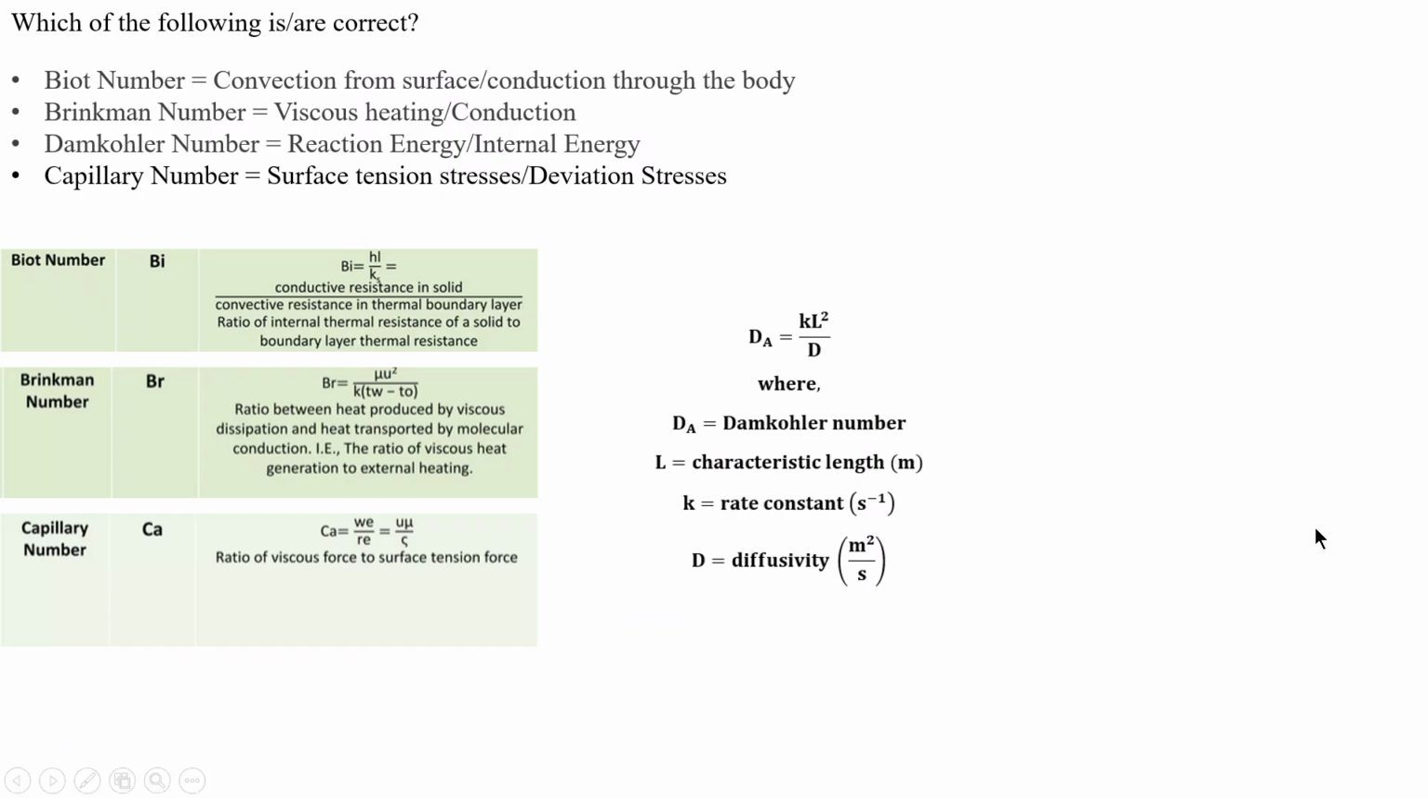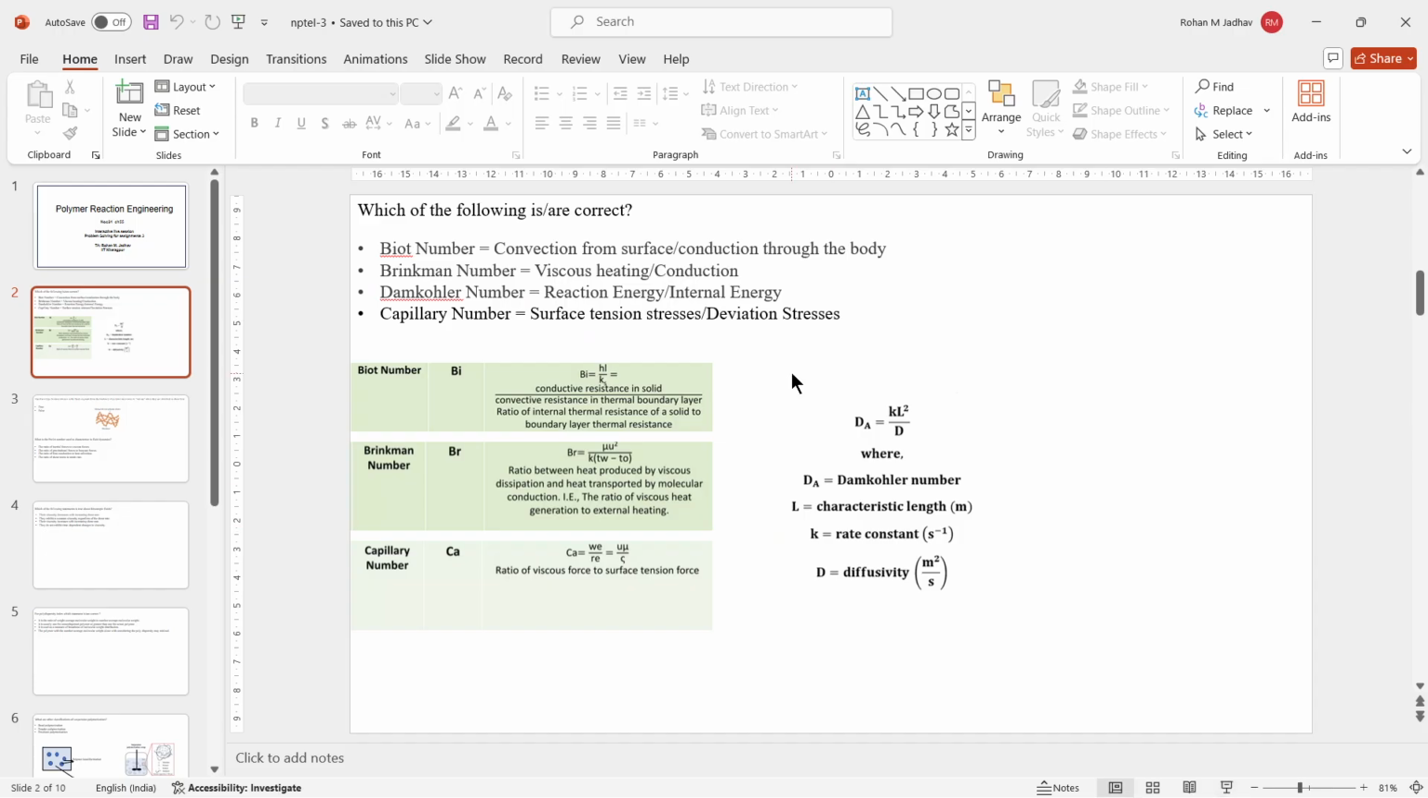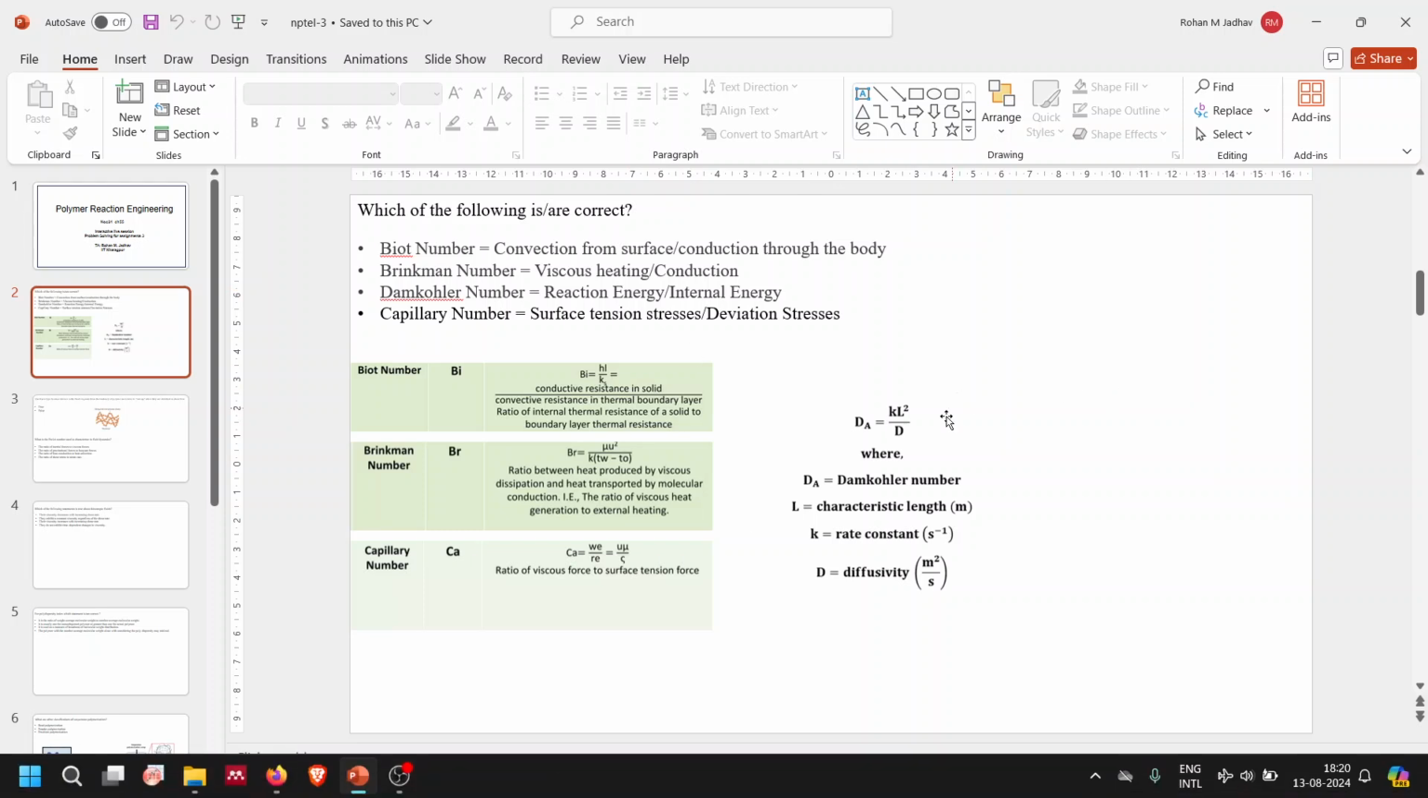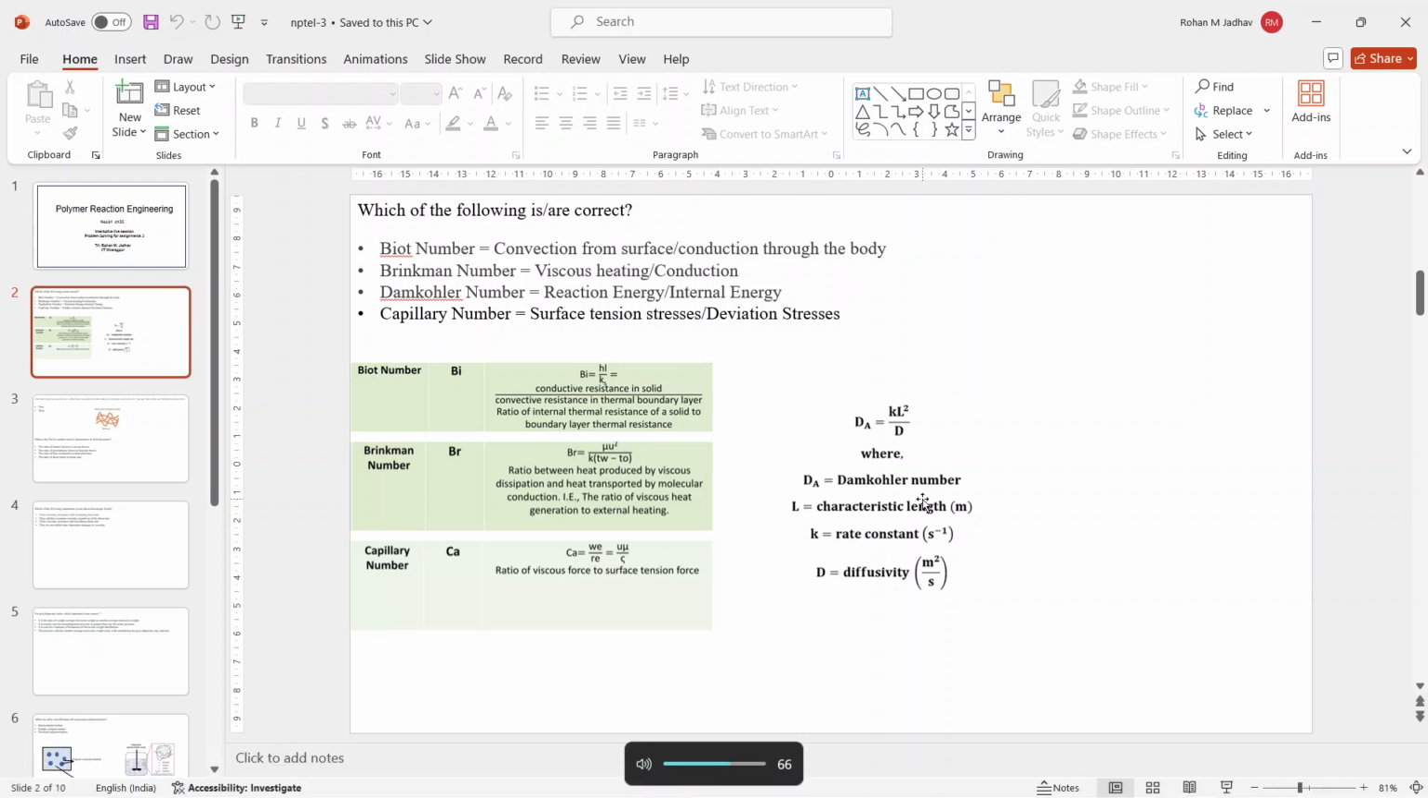So through that definition, you can tell that the Damköhler number is equal to the reaction energy by the internal energy. So it has been given right here.